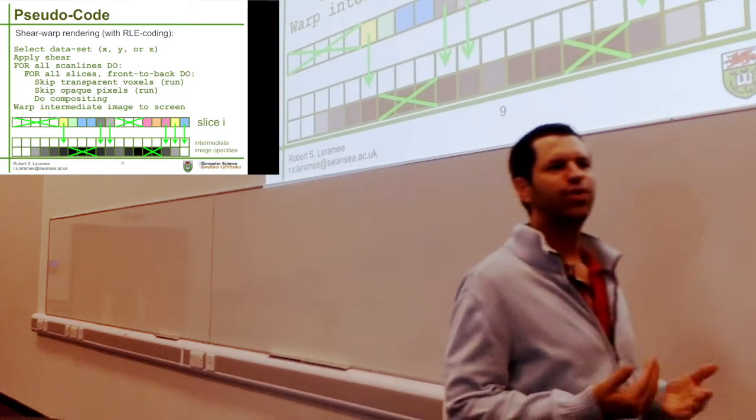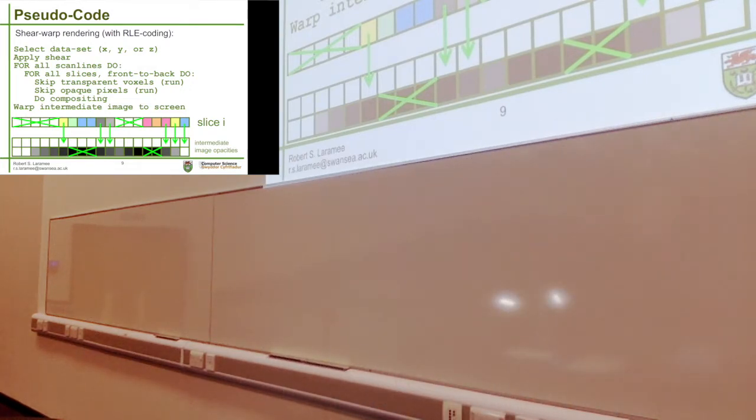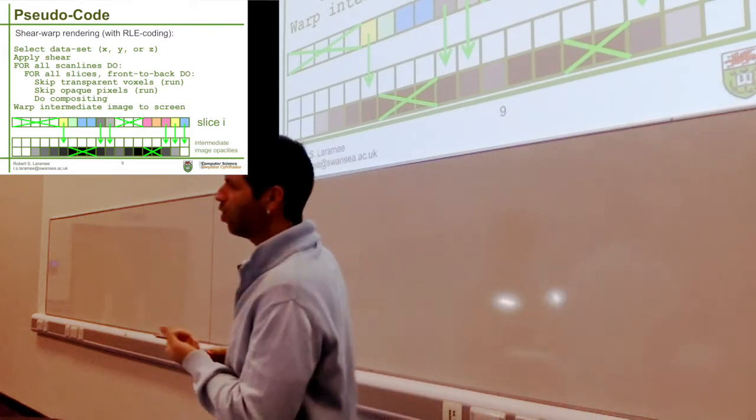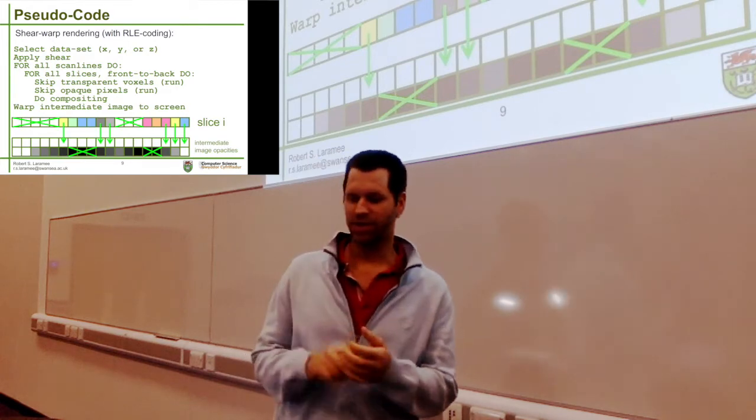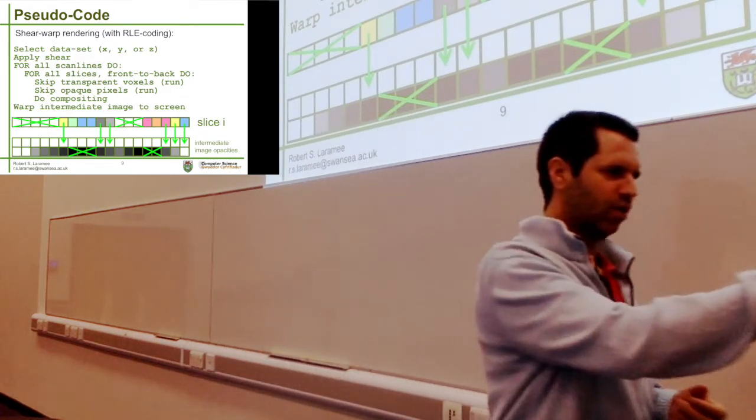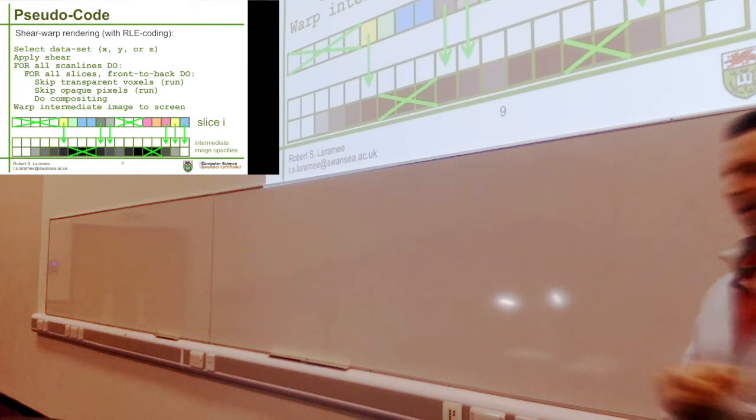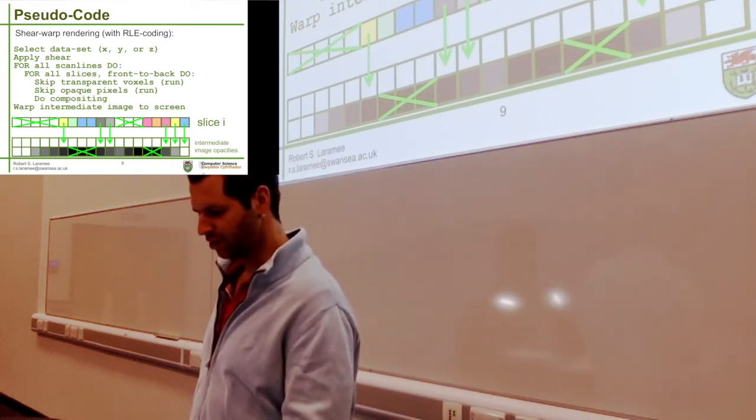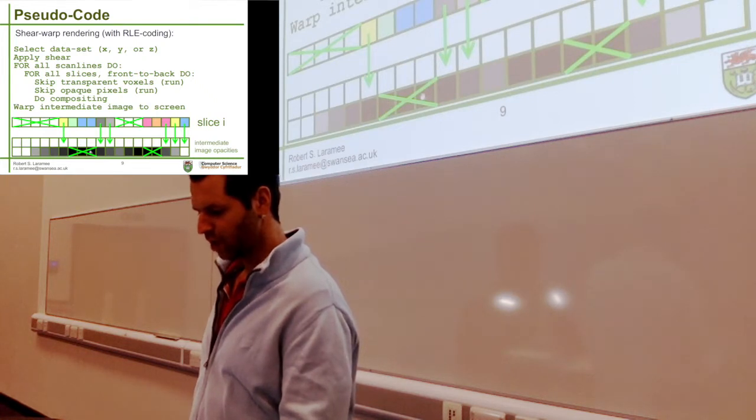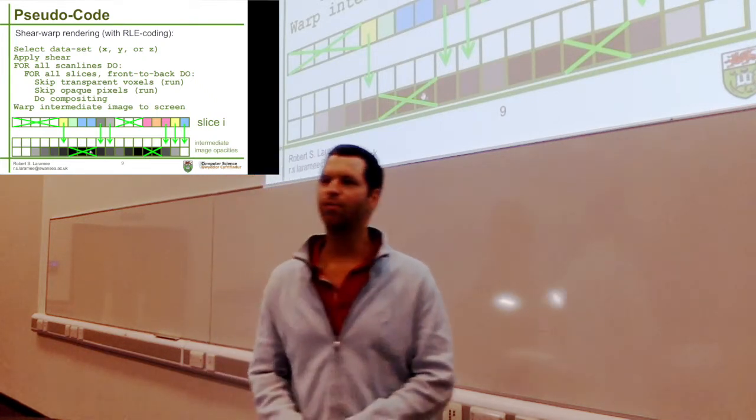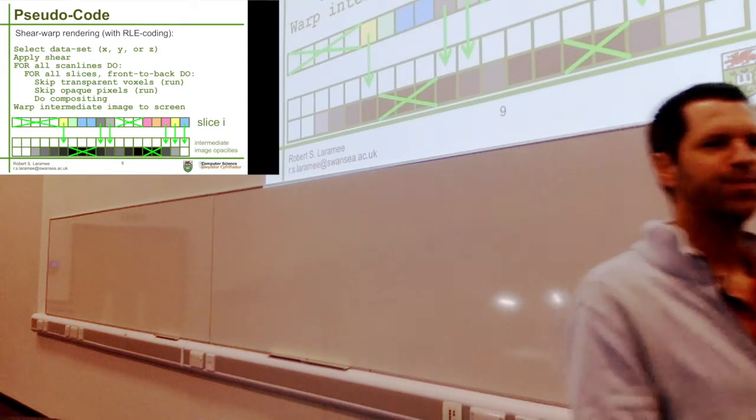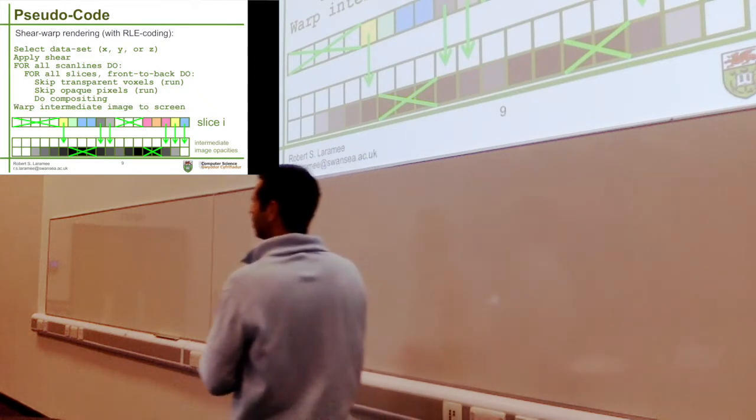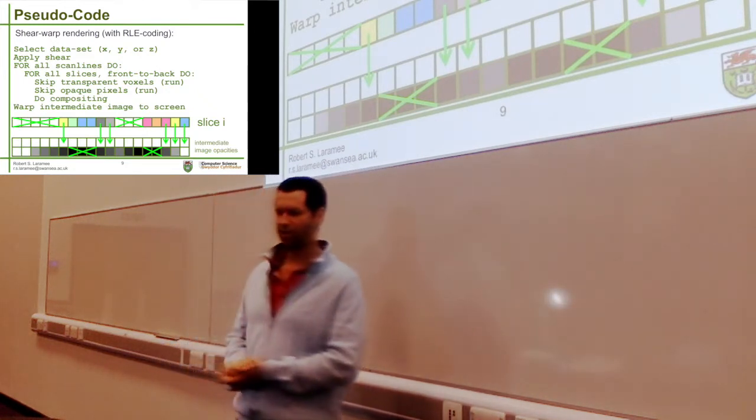So there are 2 accelerations happening there. One of them is in voxel space, skipping runs or rows, in this case rows of transparent voxels. And then in image space, we're skipping runs of opaque pixels to reduce that expensive compositing phase of the algorithm.